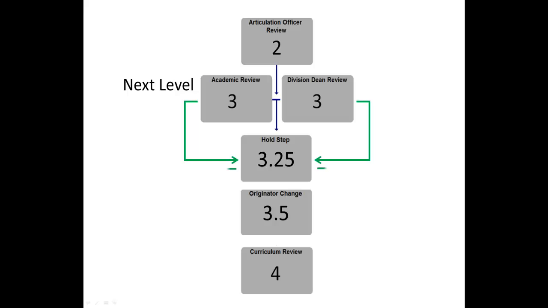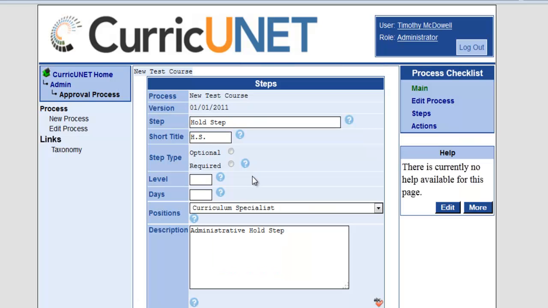From there, the hold step will use its default status to automatically push the proposal to the next main level, bypassing the change step. To do this, set the administrative hold step as required with a numerical value somewhere between the previous level and the change step. In this case, we're using 3.25. Set the days to 1.